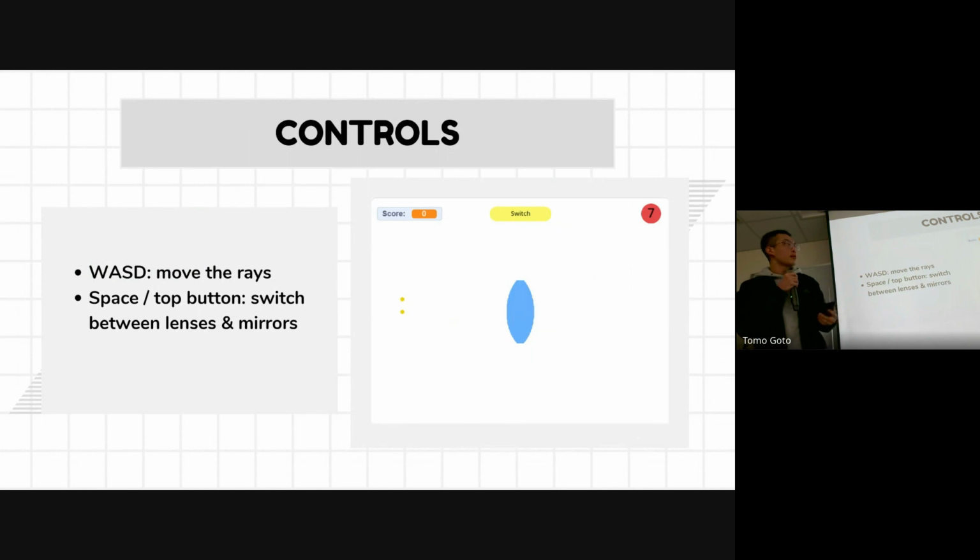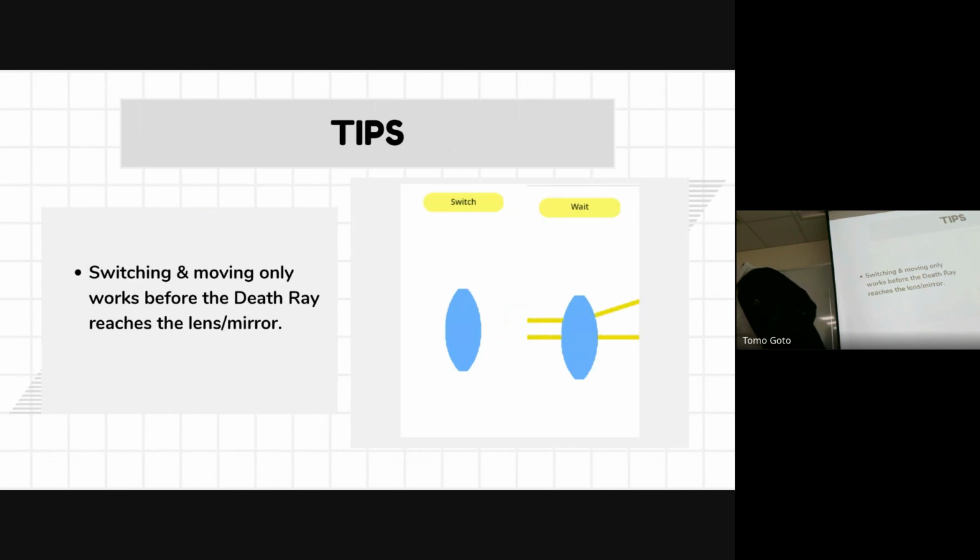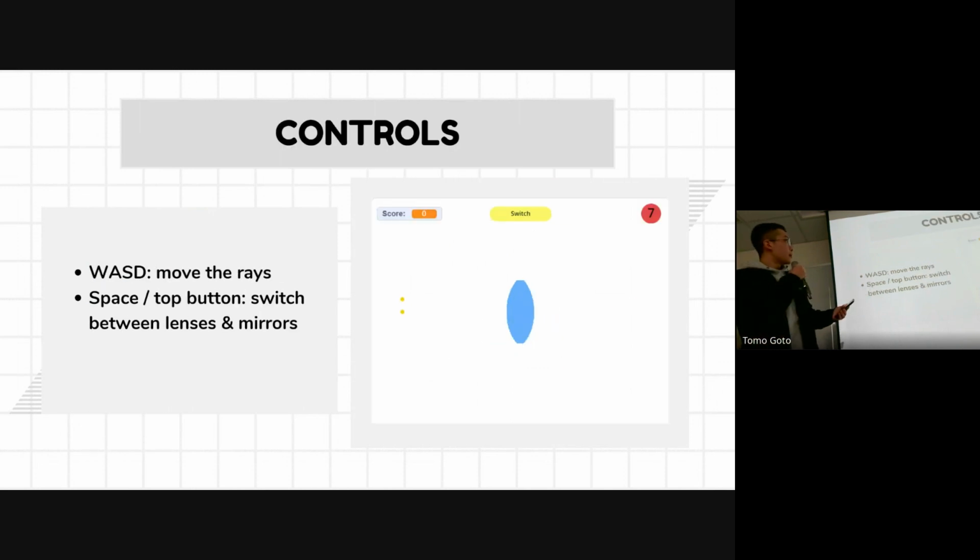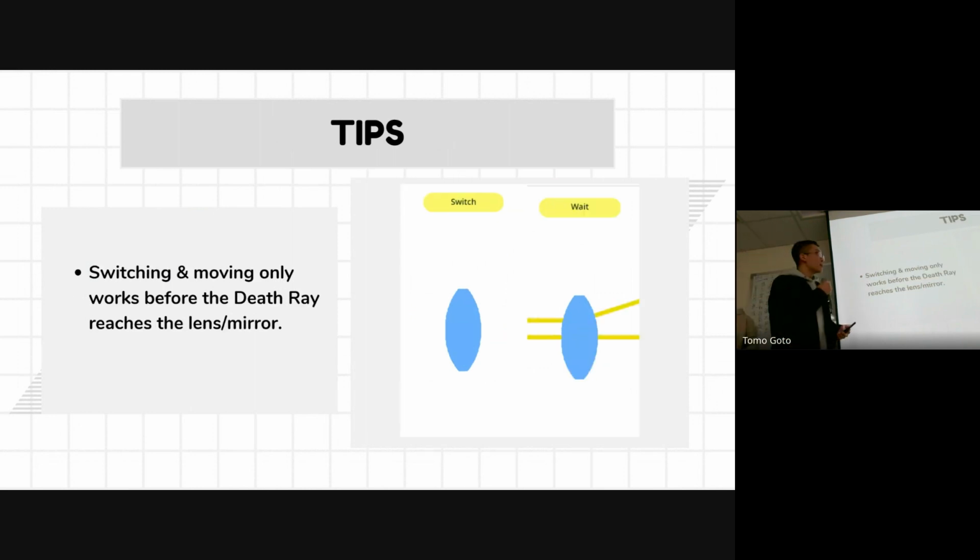So the controls are very simple. WASD to move the rays, and space, or you can click the top button to switch between the lenses and mirrors. Oh, you can change the lens to mirror? Yeah. And there's a small restriction: switching and moving only works before the death ray reaches the lens and mirror, because when it goes through the lens, it's quite difficult to reset.